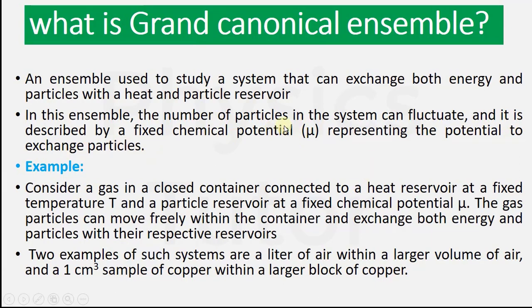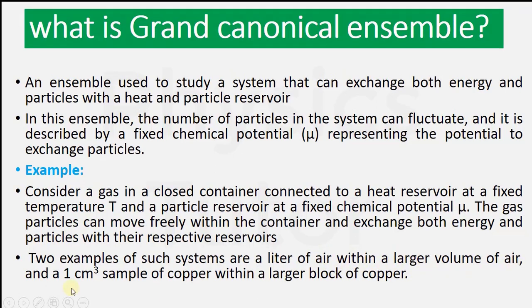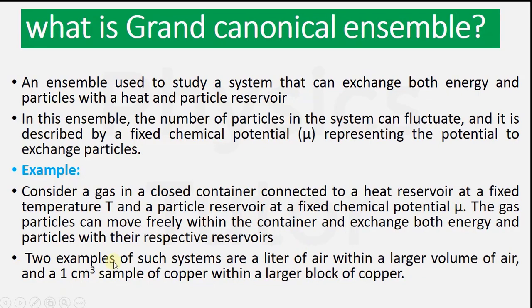Here this is the basic tool that shows how energy and particles are exchanged with the particle reservoir. This is the example: consider a gas in a closed container connected to a heat reservoir at a fixed temperature and a particle reservoir at a fixed chemical potential, which is given by mu. The gas particles can move freely within the container and exchange both energy and particles with the respective reservoirs. Two examples of such systems are a liter of air within a large volume of air and a 1 centimeter cube sample of copper within a large block of copper. This is the basic example to understand the Grand Canonical Ensemble.